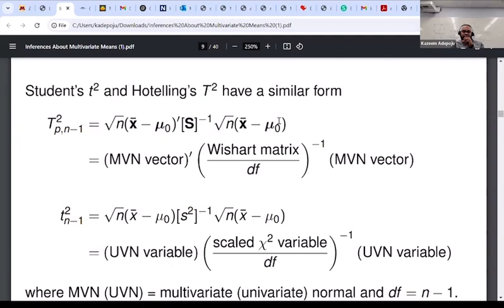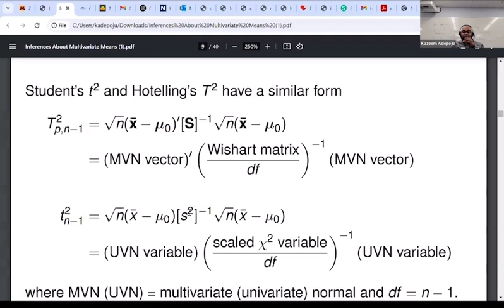If I call this one the Hotelling T-squared and this one the Student T-squared, the only difference is that on this side it is multivariate. Of course, the sample mean is going to be a sample mean vector. The hypothesized value is also going to be a vector, and that is why I call this part a multivariate normal vector. And the distribution of this guy is going to be Wishart. I said that the other time, it's going to be Wishart.